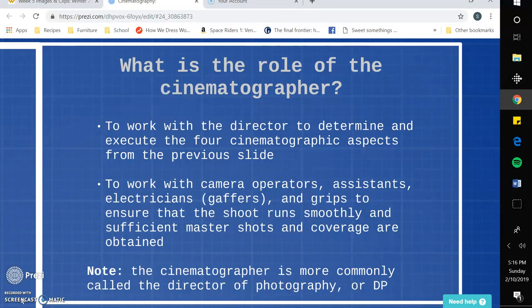So stay tuned for video 2 where I'll start talking about photographic properties that the cinematographer has to choose.